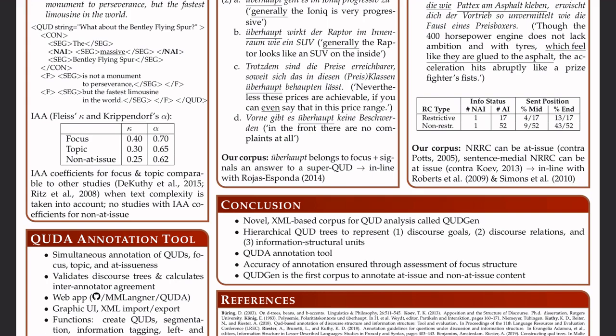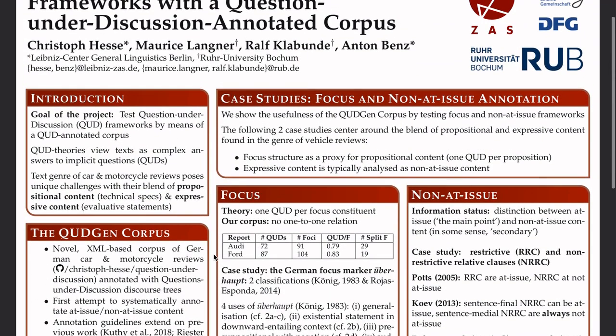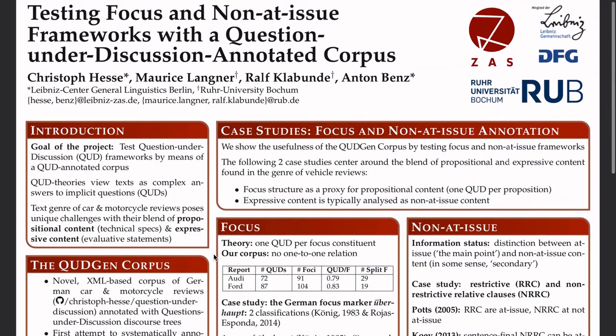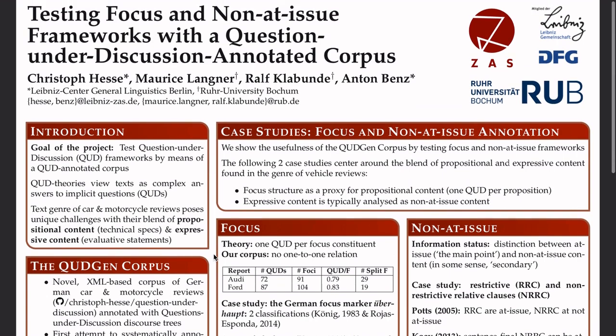For this poster, we are looking at two case studies which show the capabilities of this corpus. And like I said, the text genre of vehicle reviews we are looking at has this blend of propositional content and expressive content. So the things we're looking at are focus and not-at-issue content. Right? Focus structure is more associated with the propositional content, whereas not-at-issue content is associated with expressive content.